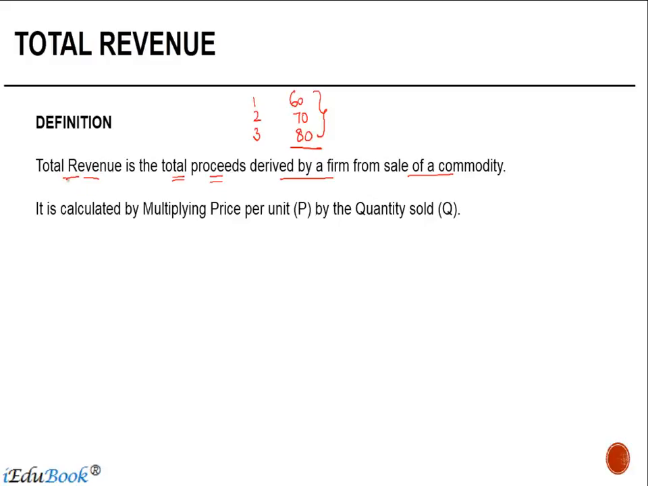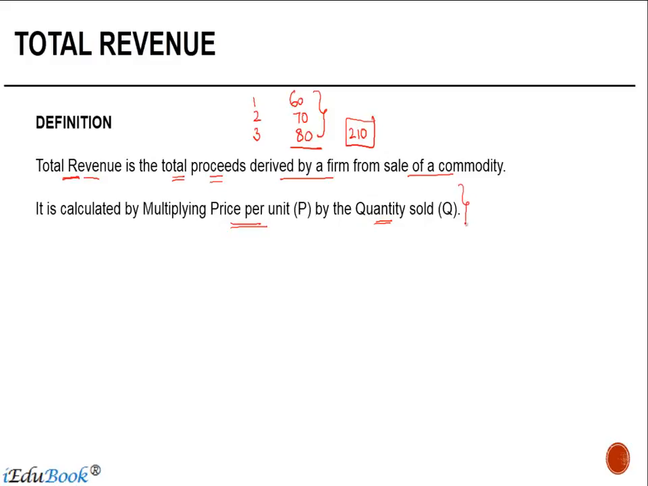When we talk about total revenue, what we say is, what is the total income of the firm? In this example, it is 210, right? So the total revenue is the total proceeds derived by a firm from the sale of commodity. It is calculated by multiplying price per unit into quantity sold.